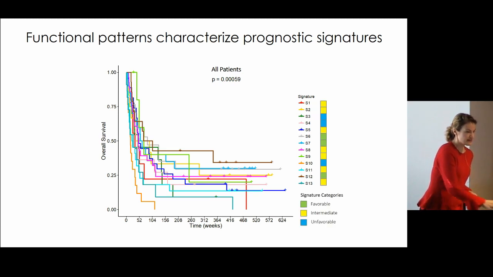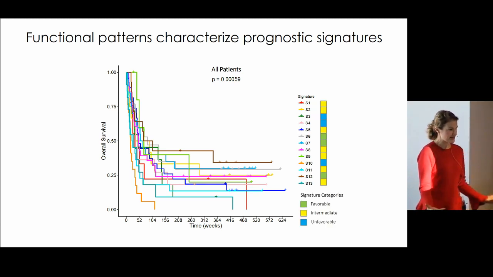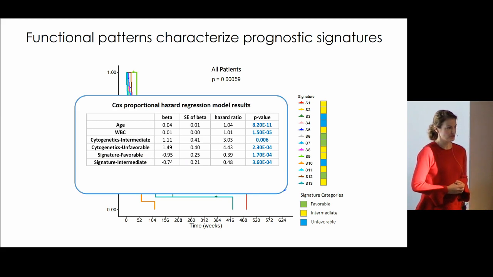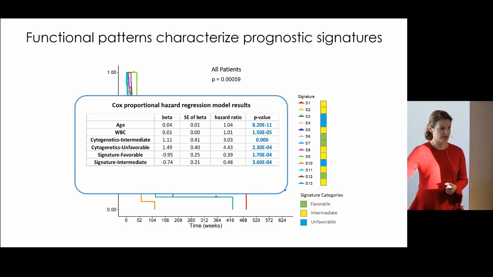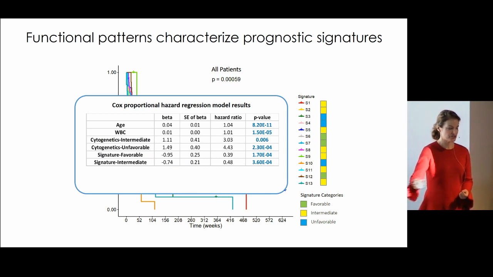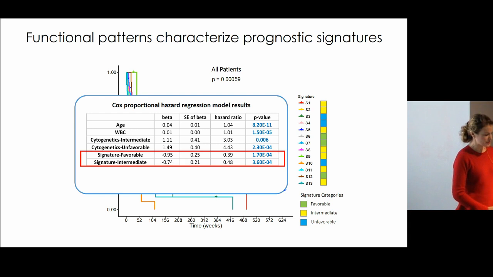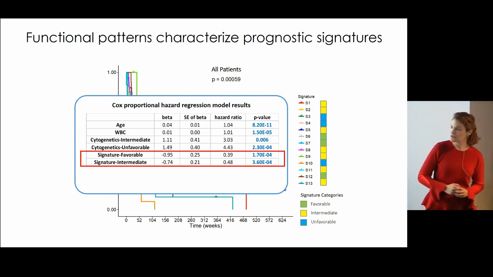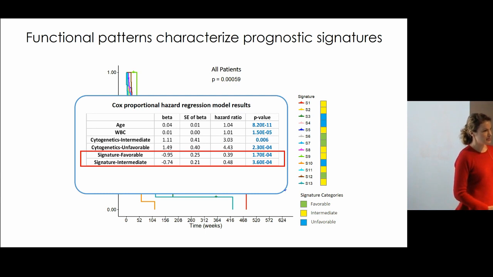We've divided our outcomes, just like you divide cytogenetics into favorable, unfavorable, and intermediate. We divided the protein groups, which are targetable, into different categories. And what we're showing here is that the protein groups alone add more information than the current state of the art, which are cytogenetics and white blood cell count and age. So they can give you information independent of those current prognoses.